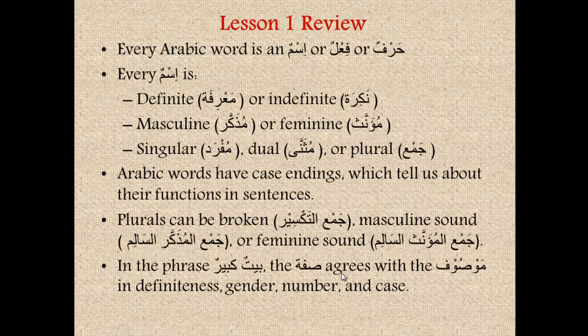So that brings us to the end of lesson number 1. Here is a quick review. Every Arabic word is either an ism, a noun or a pronoun, a fi'l, a verb, or a harf, a particle. Every ism is either definite, ma'rifah, or indefinite, nakira. Every ism is also either mudhakkar, masculine, or mu'annath, feminine. And also, every ism is numbered. It can be singular, mufrad, dual, muthanna, or plural, jam'.